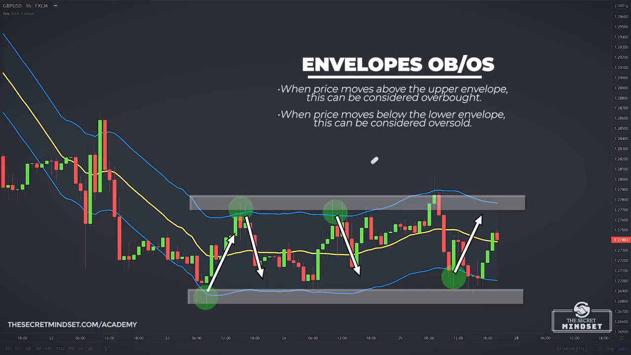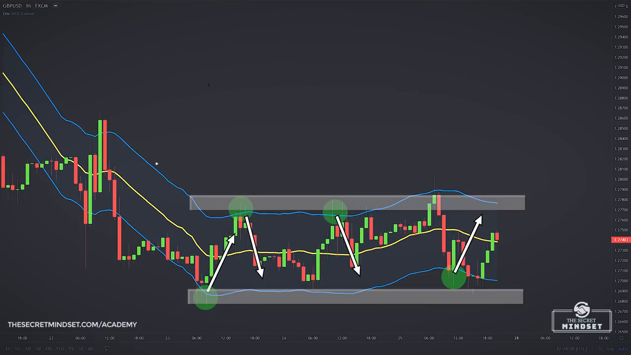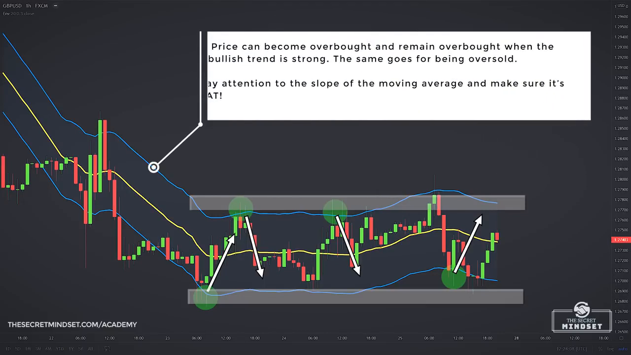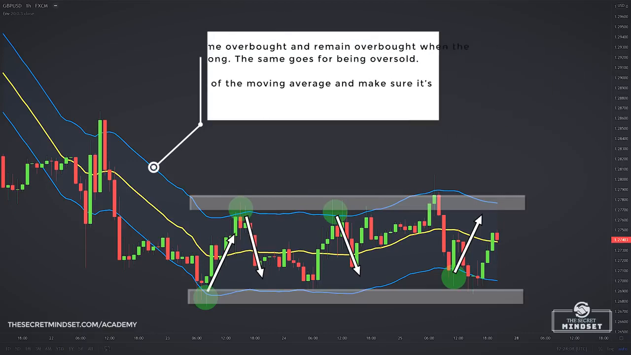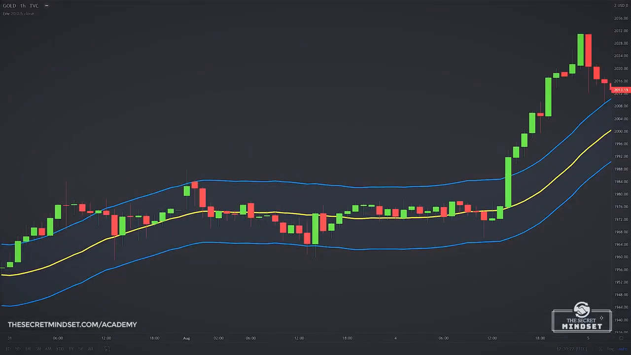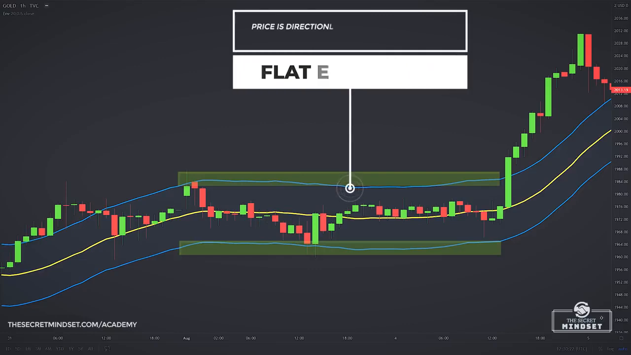However, identifying overbought and oversold levels isn't easy. Remember, price can become overbought and remain overbought when the bullish trend is strong. The same goes for being oversold. This is why it's best to pay attention to the slope of the moving average and make sure it's flat. Here, notice how the 20 simple moving average and the upper and lower envelopes are flat, almost horizontal even. Basically, the price is directionless here. There is no strong bullish trend, nor is there a strong bearish trend.